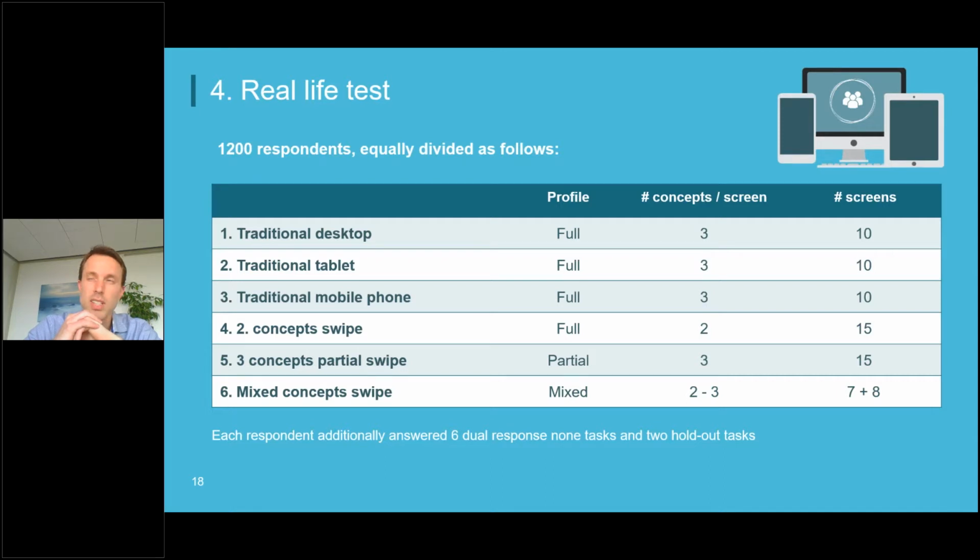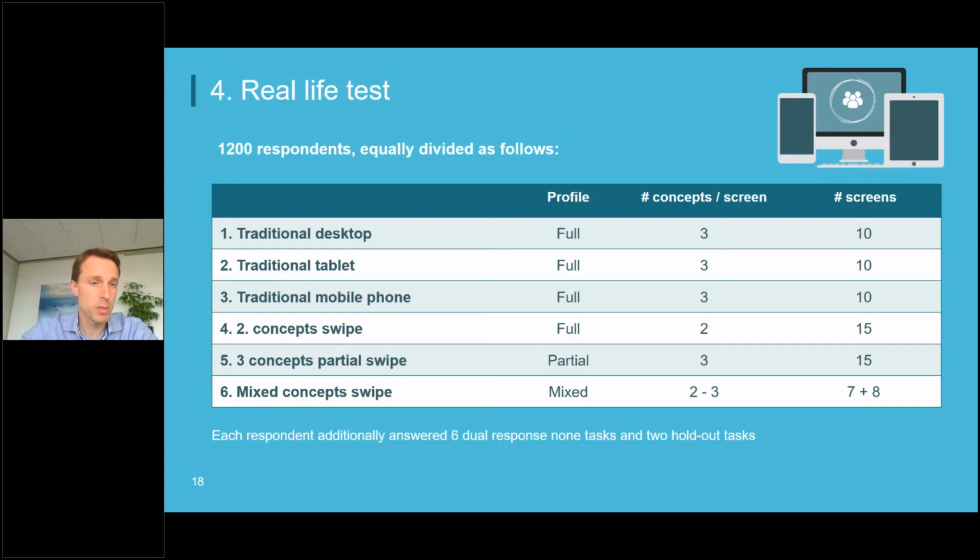If you remember the picture that I showed you a couple slides ago on how this would be set up, this was the middle one, 2 concepts, you just take the best. The 3 concepts partial swipe was the left picture there. So it was partial profile where we really had 3 concepts on the screen and we can ask for the best and the worst. And again, since we do not have as much information, we need to make up for the information on the traditional desktop, tablet, and mobile phone. We have to ask respondents for more tasks, so we have more screens there.